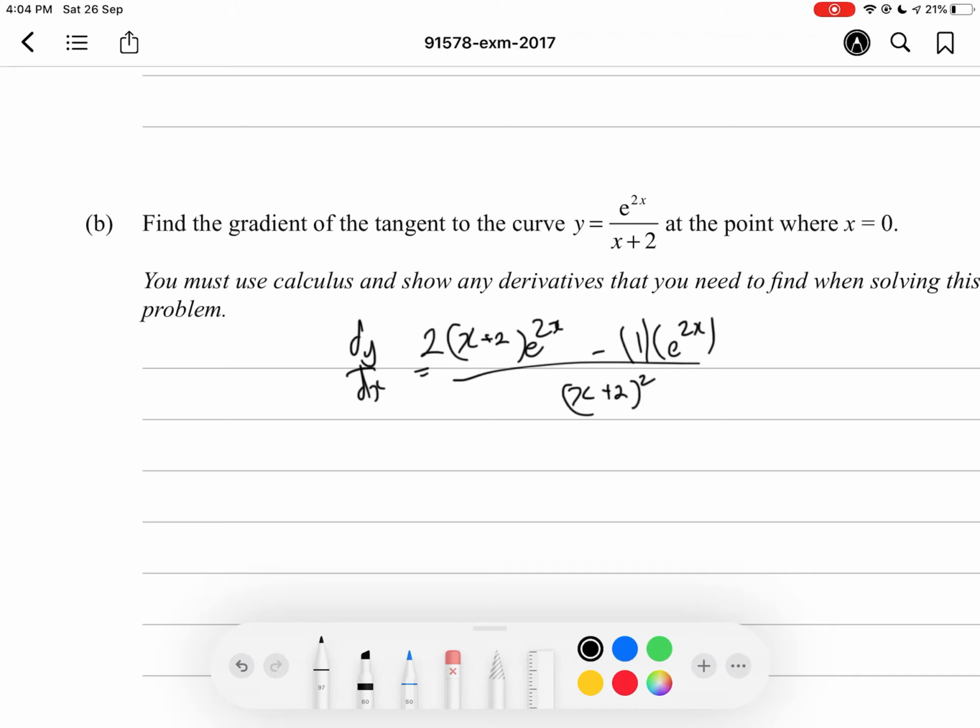So we substitute x equals 0 to find the gradient. So dy over dx equals 2 times e to the power of 0 minus e to the power of 0, all over 4. So this should give us 4 minus 1 over 4, which gives us 3 over 4. And that's our final answer for this question, and this should just be another achieve level question.